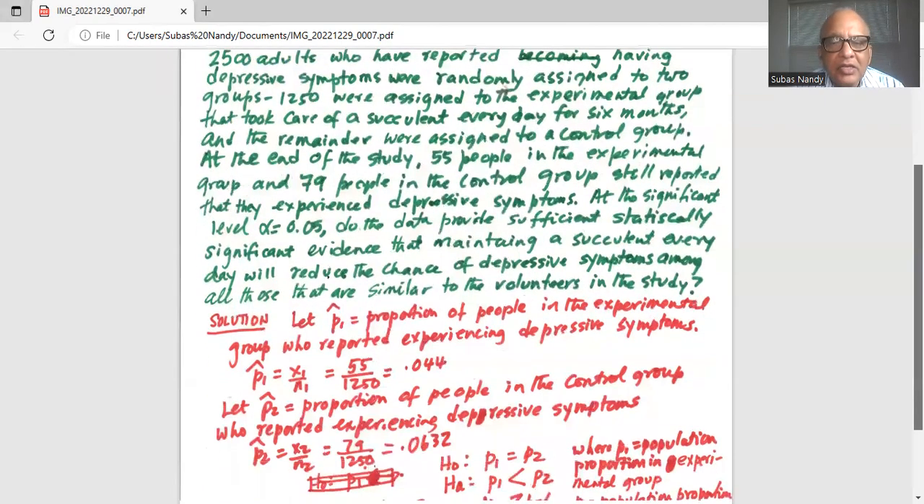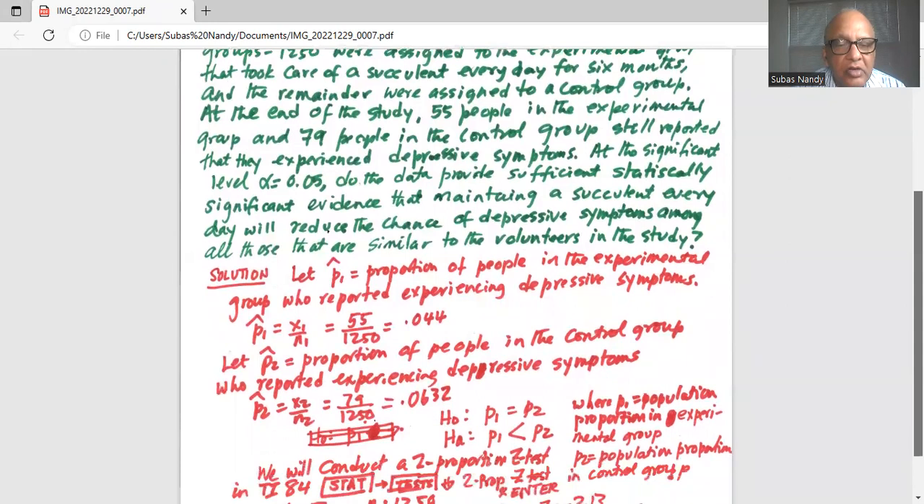Let p1 hat be the proportion of people in the experimental sample group who reported experiencing depressive symptoms, and that p1 hat is equal to 55 out of 1250, or 0.044. Let p2 hat be the proportion of people in the other sample, the control group, who reported experiencing depressive symptoms, and that p2 hat is 79 out of 1250, or 0.0632.